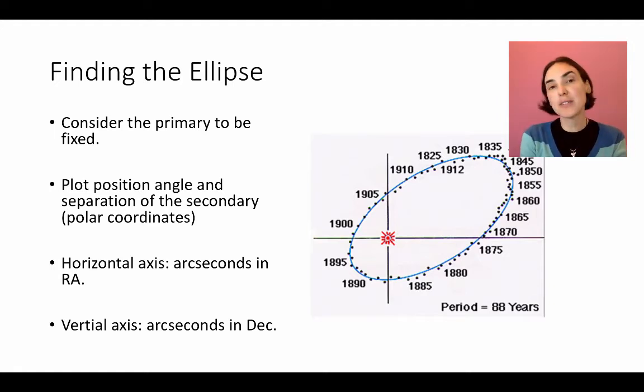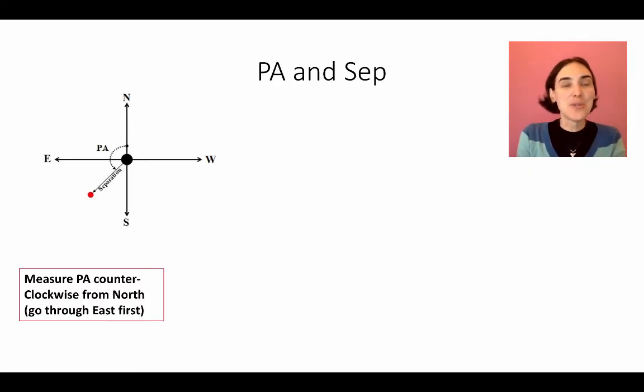When you make a measurement of a double star system, you'll find the brighter star, and then you'll find the dimmer star, and then you'll figure out how far apart they are. That's the separation, and what the position angle is. So the angle of the secondary star relative to the reference frame of the primary. But we need some more direction in order to figure out how to plot that angle. So we measure from celestial north, counterclockwise from celestial north, going through east first.